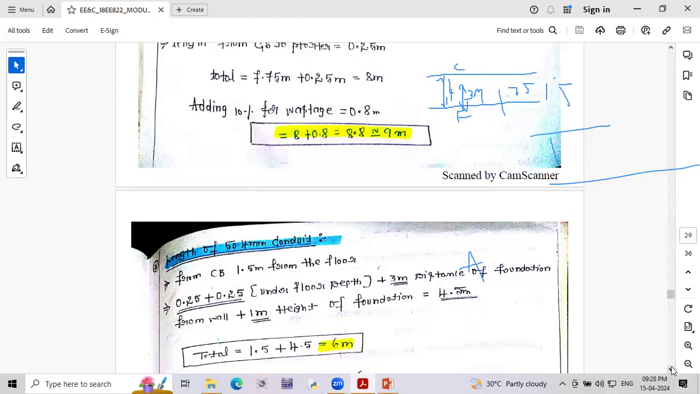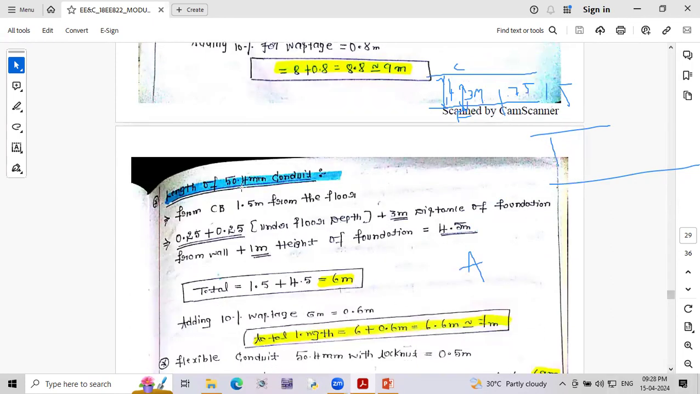Okay, RYB, star delta connection. So that's why we need to use a larger size of conduit. From the control board, 1.5 meter from the floor level, 0.25 plus 0.25 under floor depth, plus 3 meter distance from the foundation wall, 1 meter height of the foundation, total 4.5. 0.25, 0.25 depth plus 3 meter distance, obviously the foundation starts at 3 meter distance, foundation 1 meter height, total 4.5.